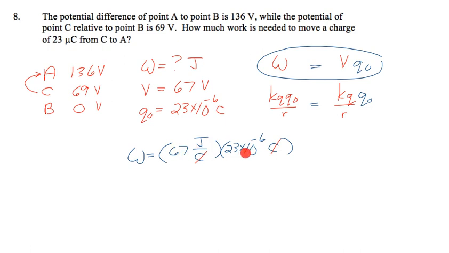So if you multiply those together, you're going to get your answer as 1.54 times 10 to the negative 3 joules. Any questions with that one?